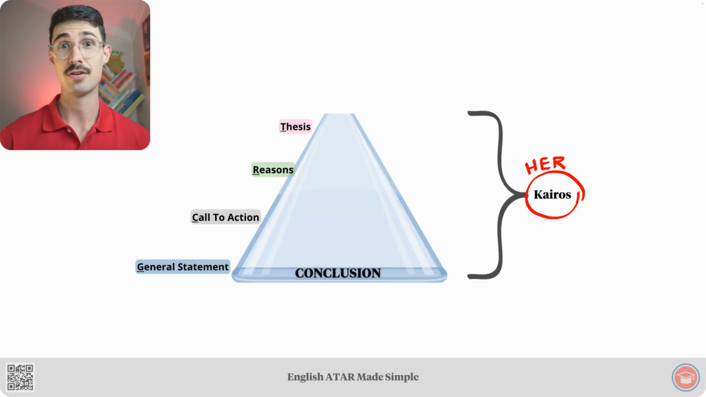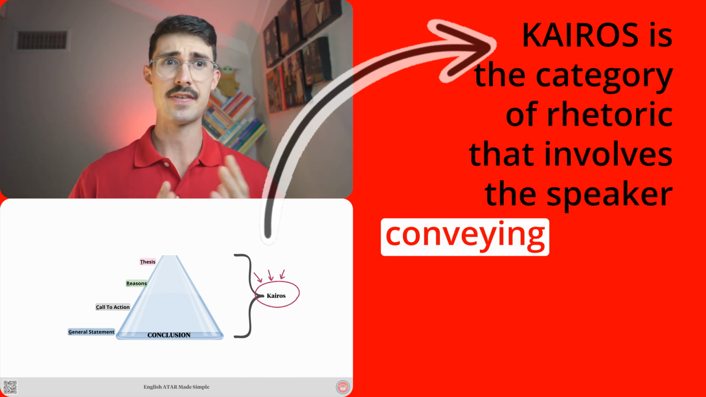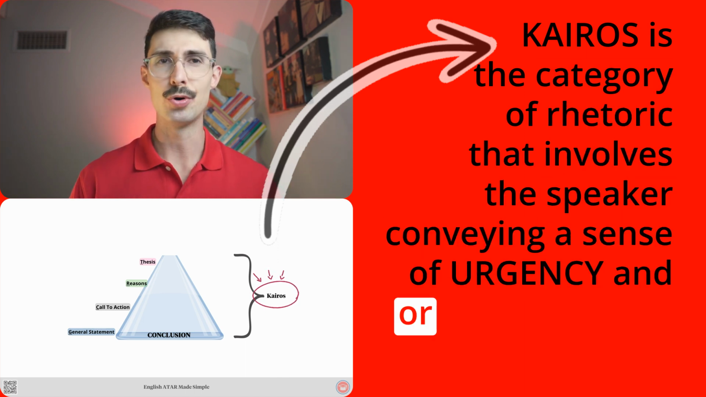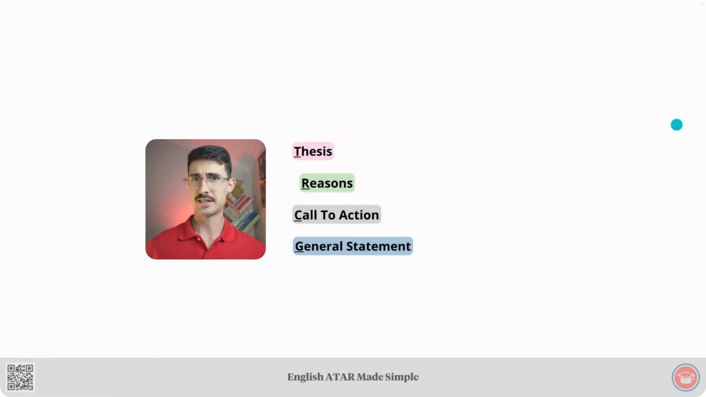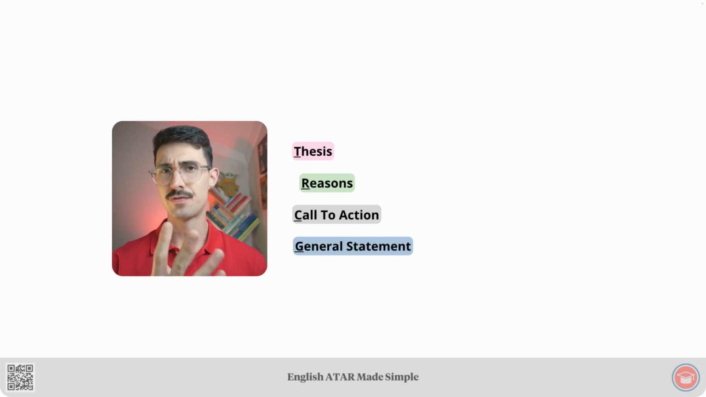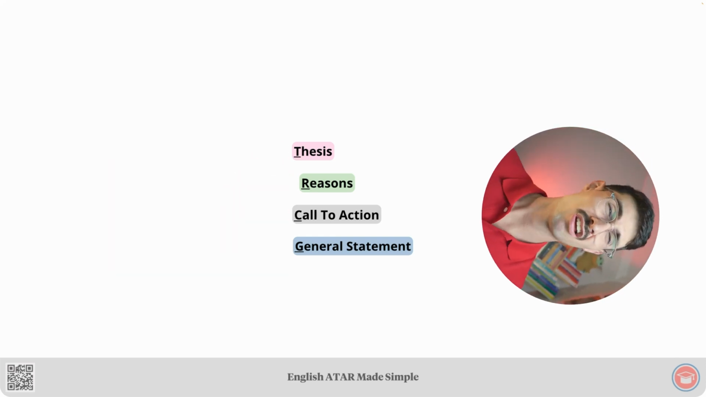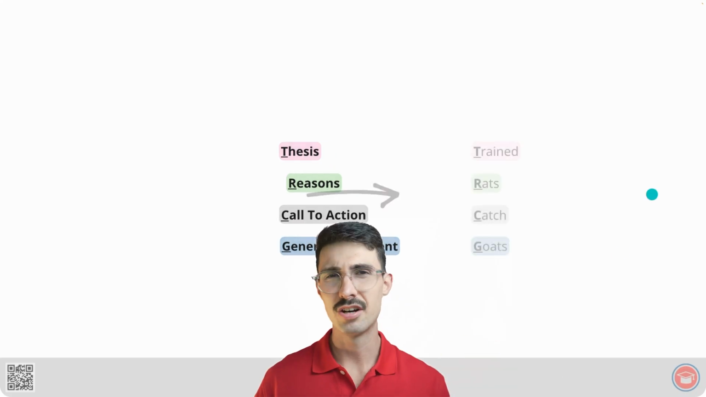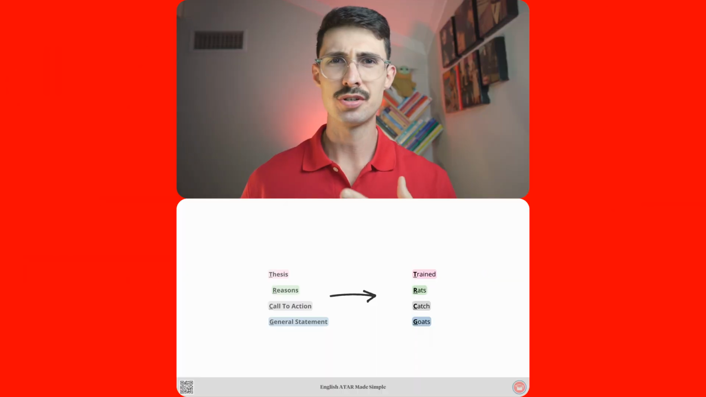Remember, the theme of this final part of our persuasive speech is kairos. Kairos is the category of rhetoric that involves the speaker conveying a sense of urgency and or opportunity to the audience. Returning to our elements for just a second, the acronym for these 4 elements is TRCG. Nah. Let's just go with trained rats catch goats instead. Structure of the conclusion recapped.